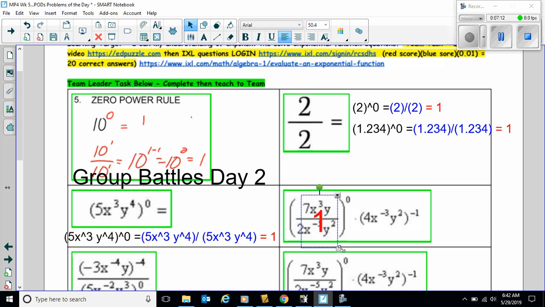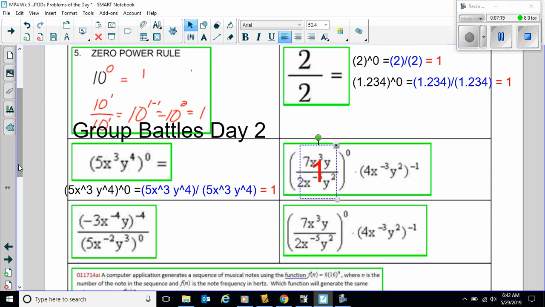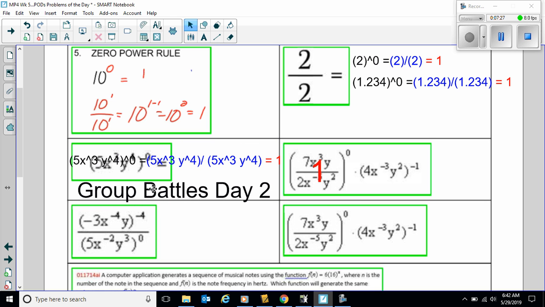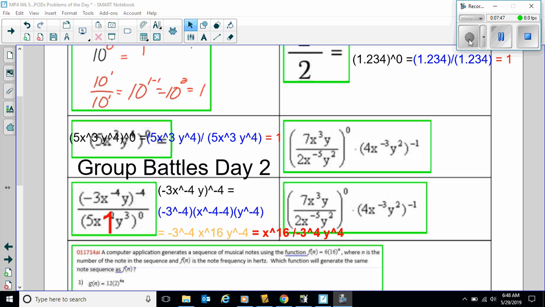Okay? So that brings us to the question that we're going to work on right now. You're going to talk this out with your groups, and we're going to consider the problem here, where I have (negative 3x over negative 4y) in closed parentheses raised to the negative 4 power, and that's all over, you guessed it, 1. All right, freeze the video, come back in 30 seconds.